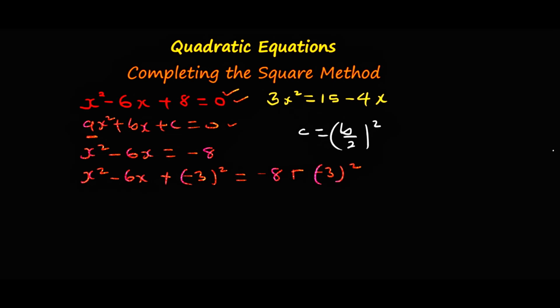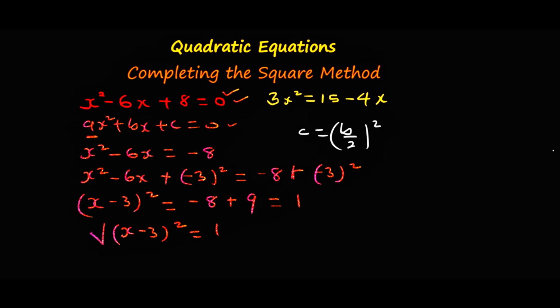So the next thing would be to take the perfect square in the left hand side, that is the square root of x squared, which is just x, plus the square root of the new c, which will be minus 3. And then we square that. Then we are going to simplify what we have on the right hand side, that is minus 8 plus -3 squared, which is 9. It means on the right hand side we have 9 minus 8, which is just 1. So our equation at this time is x minus 3 squared is equal to 1.